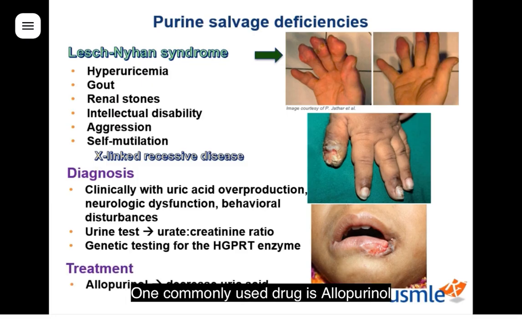One commonly used drug is allopurinol, which inhibits xanthine oxidase. This will decrease the level of uric acid in the blood. Now here's an interesting pearl for you. Xanthine oxidase metabolizes normal purines. It can also metabolize drugs that mimic purines. One example is 6-mercaptopurine, and do you remember what that's used for?